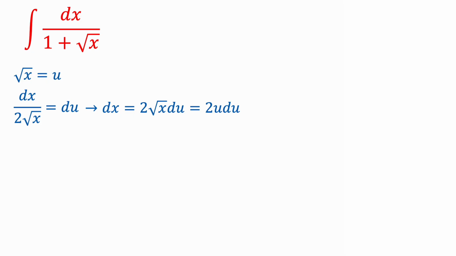All right, so I've transformed it this way. What could be wrong with that? dx became 2u times du. Now go ahead and substitute. The numerator where you had dx is now 2u times du, and in the denominator, we have 1 plus u. So what exactly should we do now?